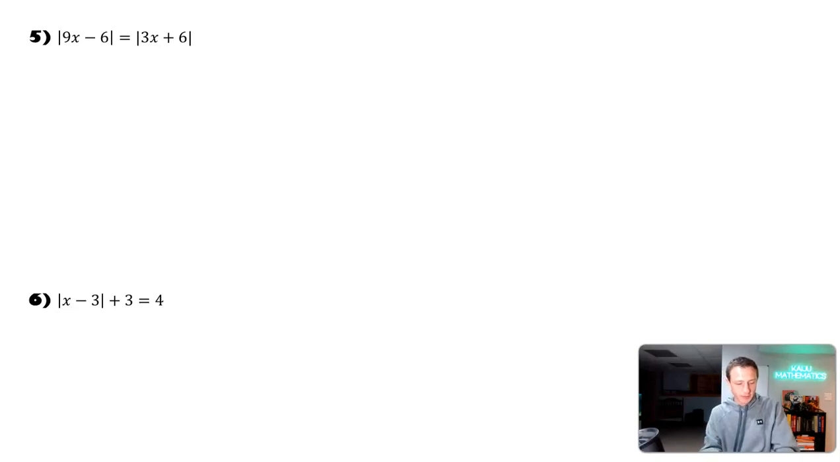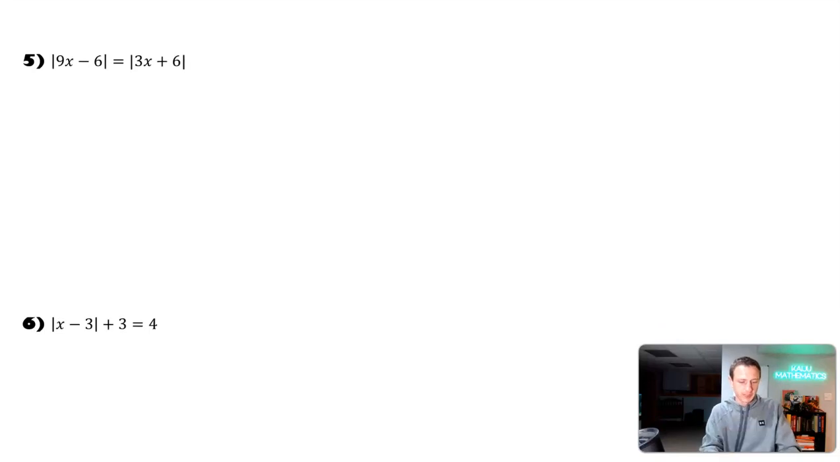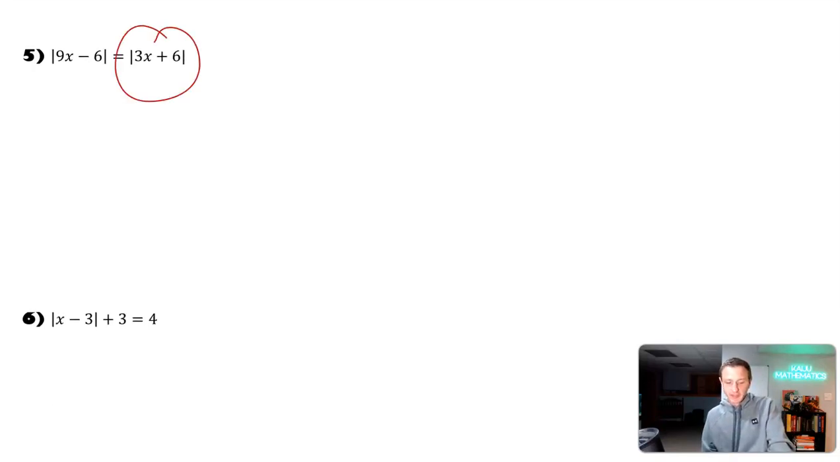I just want to show you what I mean. Like number 7, if you look at this problem, see how I have the absolute value of negative 12? On that problem, I could take the absolute value of negative 12 and get positive 12. So I don't necessarily need to worry about the absolute value of negative 12, because that's just positive 12. So just something to keep in mind. But here with 3x plus 6, the x value can take on a couple different values. So we have to be careful.